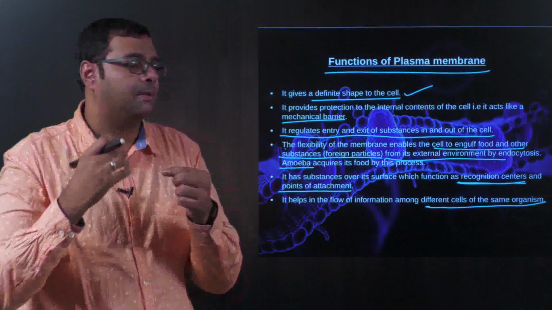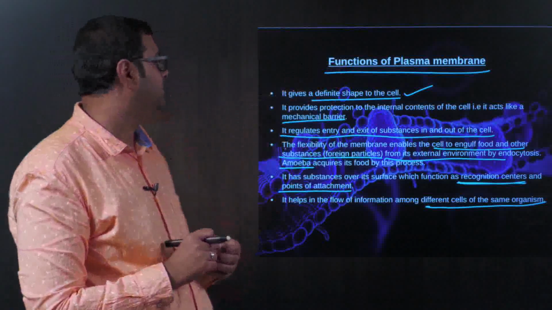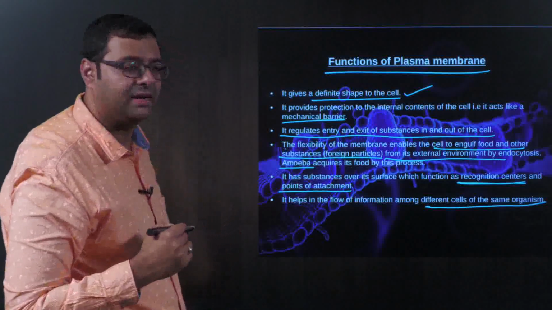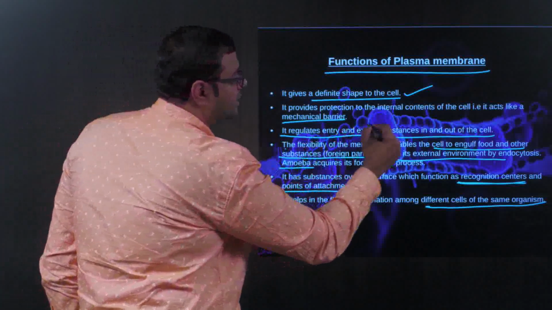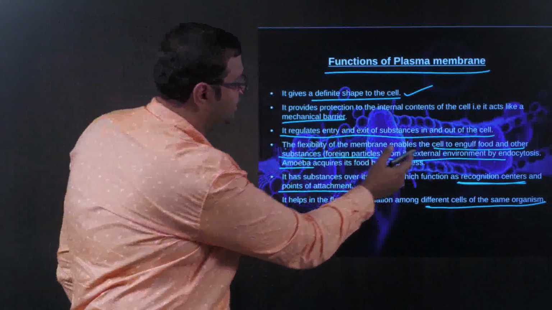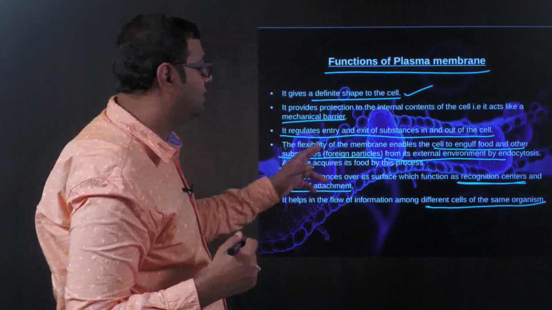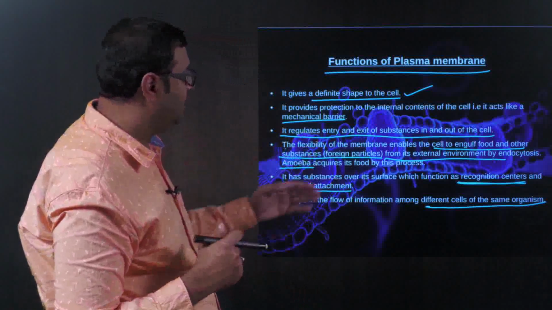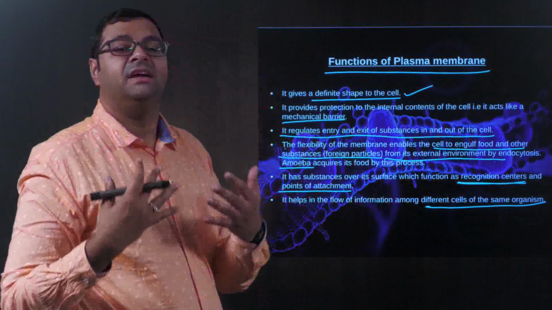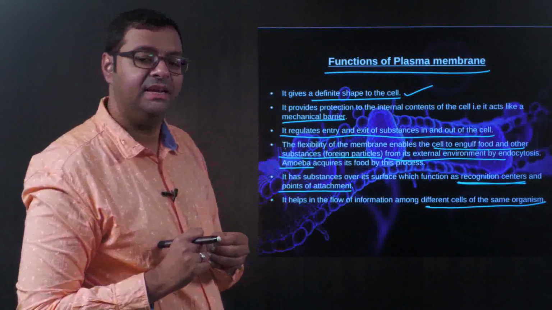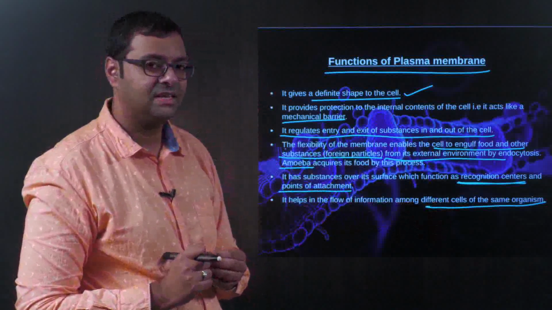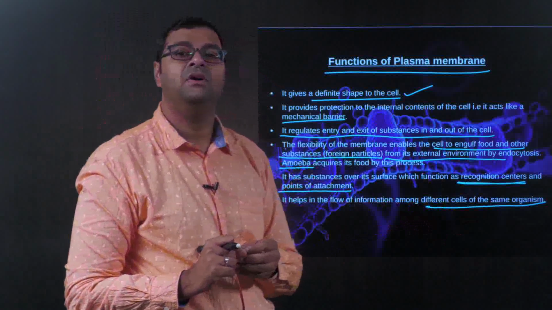Just to sum it up, the functions of plasma membrane: it gives a definite shape to the cell, it acts as a mechanical barrier for protection, then it regulates the entry and exit of substances, and then it helps in endosmosis, that is the flexible nature of this membrane. Then it helps as recognition centers and points of attachment, and then it helps in the communication of cells in the same organism.